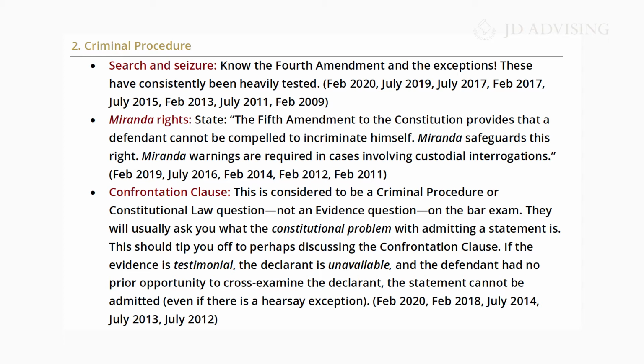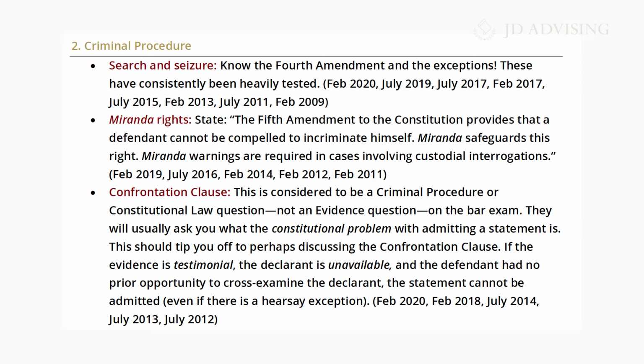And then lastly, the confrontation clause. This is considered to be a criminal procedure question or a constitutional law question, not generally an evidence question, although most students learn it when they learn evidence. And they'll typically ask you, like, what's the constitutional problem with admitting a statement?